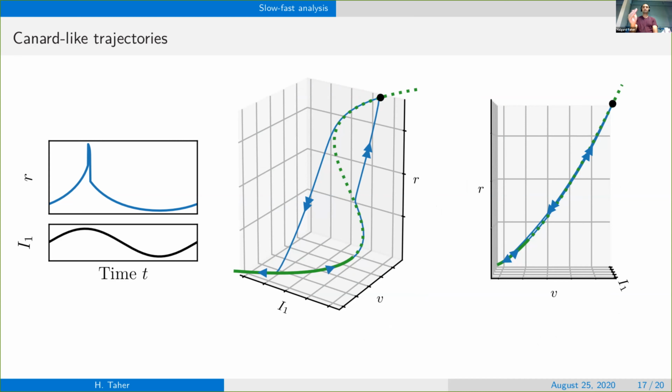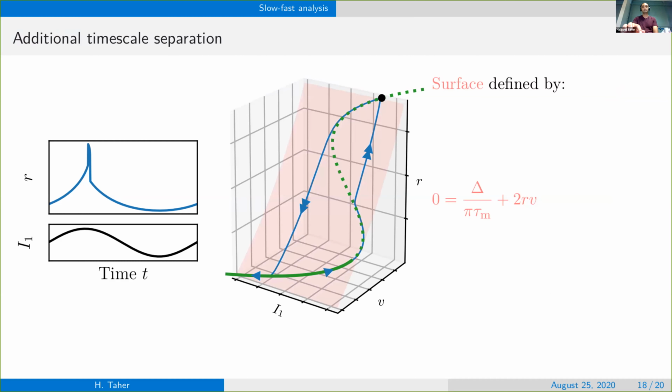And if we look at it from the front, so in RV, it looks like all the dynamics takes place on some kind of surface. And the surface turns out to be defined by an equation, namely by this one. And this somehow suggests that there's a third timescale which we have overlooked.